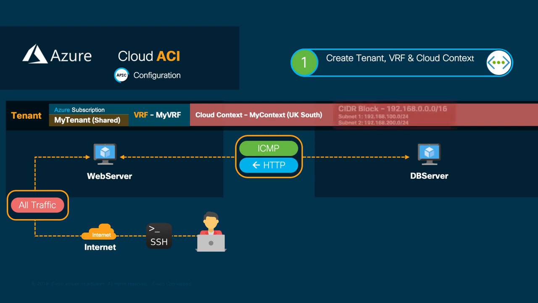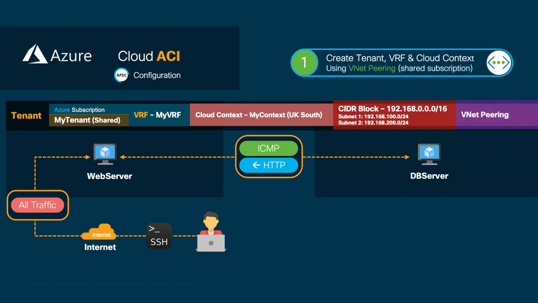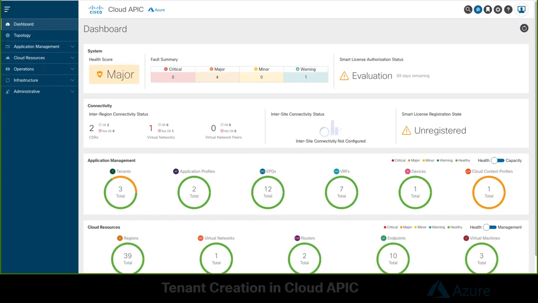We will include 192.168/16 as our main CIDR block, and we will be creating 2 subnets from it, .100 and .200. Finally, we will choose VNet peering as the connectivity method for this VRF cloud context. Ready? Let's jump into the Cloud APIC then.